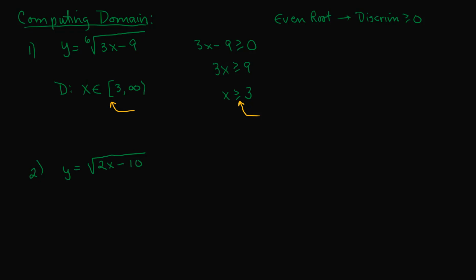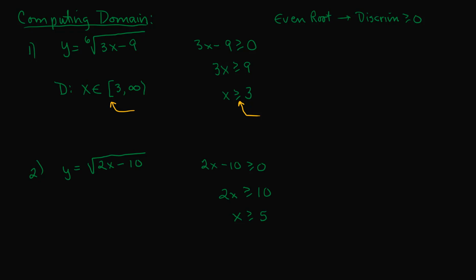In the second problem here, we have a square root, which means that this 2x minus 10 once again has to be greater than or equal to 0, which will give us that the 2x has to be greater than or equal to 10. Dividing by 2, x has to be greater than or equal to 5.